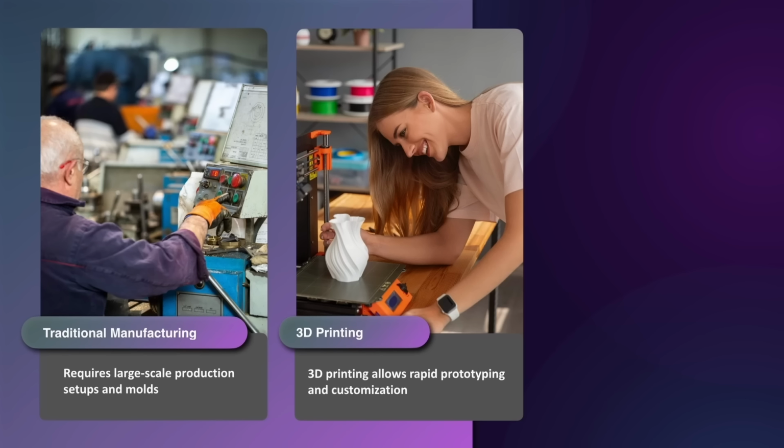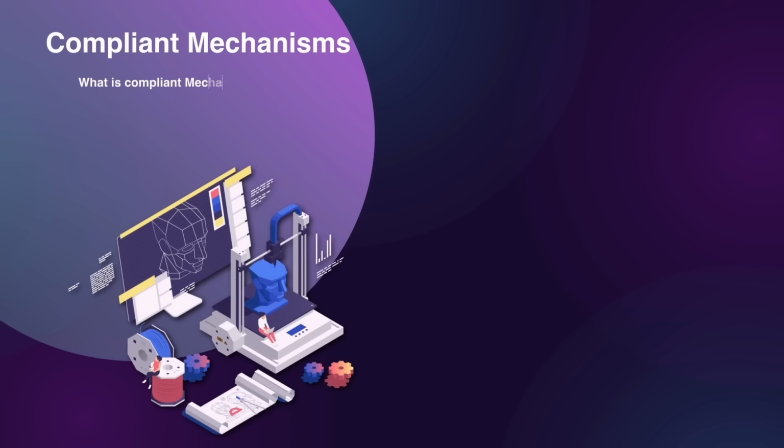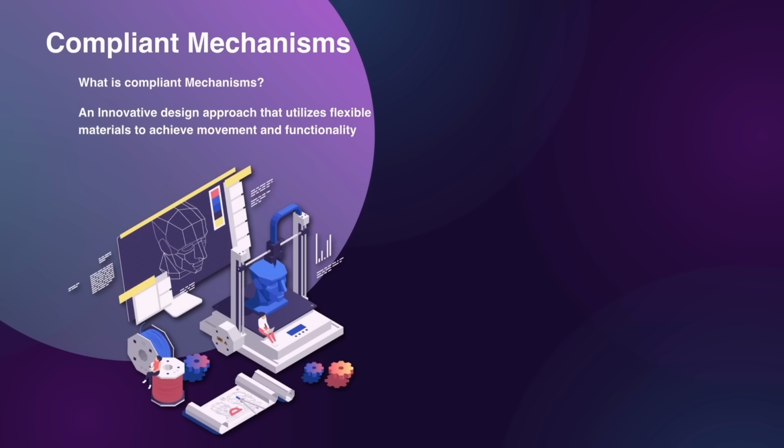Under the area of 3D printing, two key concepts have emerged that are specific to this technology, which are compliant mechanisms and design for additive manufacturing. First, let's start with compliant mechanisms. It is an innovative design approach that utilizes flexible materials to achieve movement and functionality without the need for traditional joints and hinges. One of my favorite examples to explain this concept is one-piece Nerf guns, which are designed to operate efficiently while minimizing the number of separate parts.